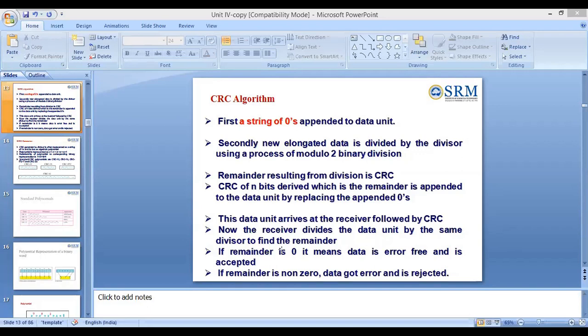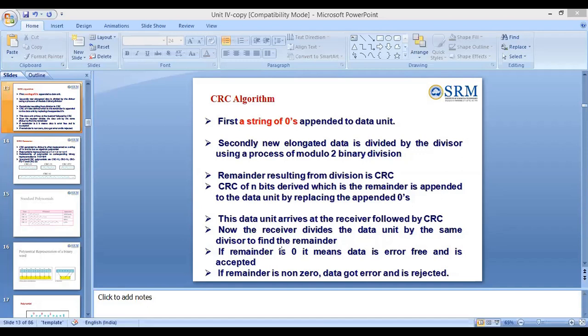That means, how do you add 3 zeros? If the CRC generator is 4 bits, then you have to add n minus 1 bits. That means 4 minus 1 is 3 bits. So 3 zeros you have to add at the end of the data.